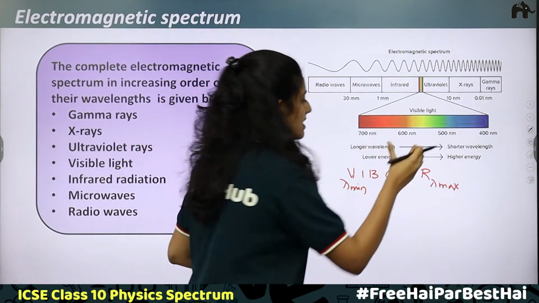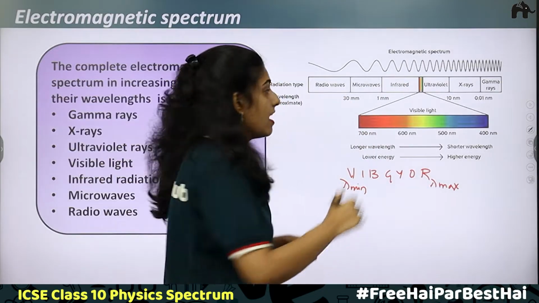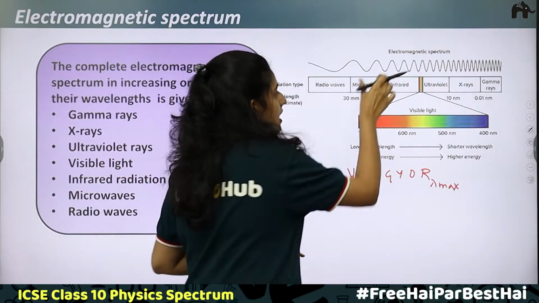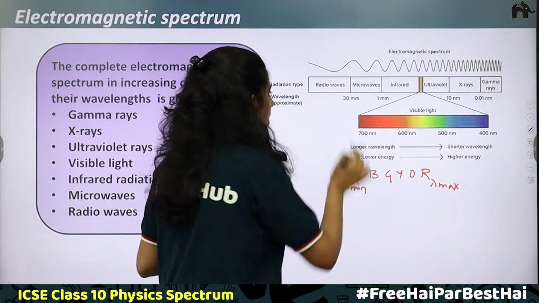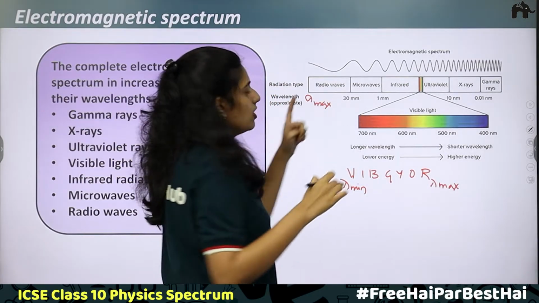So, if the wavelength is greater than the red light in the electromagnetic spectrum, you have 3 other radiations with wavelength greater than the wavelength of visible light. They are infrared radiations, microwaves, and then radio waves. So, maximum wavelength is for radio waves. Lambda max is for radio waves.